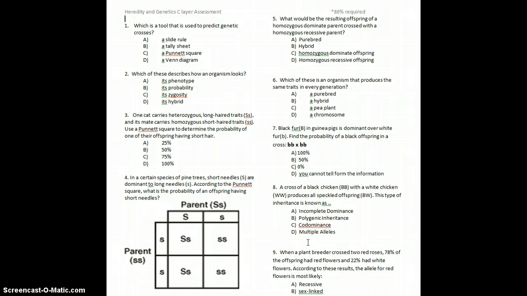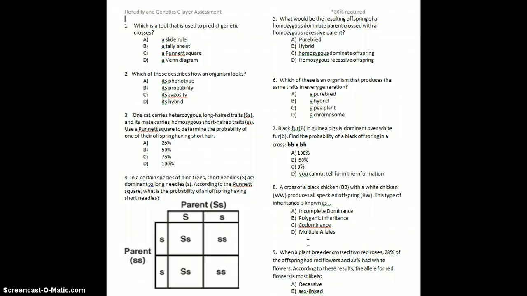Number 7. Black fur, capital B, in guinea pigs is dominant over white fur, lowercase b. Find the probability of a black offspring in the cross, lowercase b, lowercase b, crossed with lowercase b, lowercase b. Is it A, 100%, B, 50%, C, 0%, or D, you cannot tell from the information?